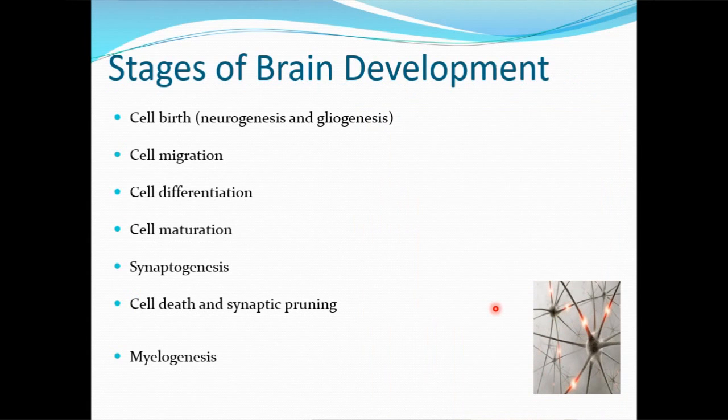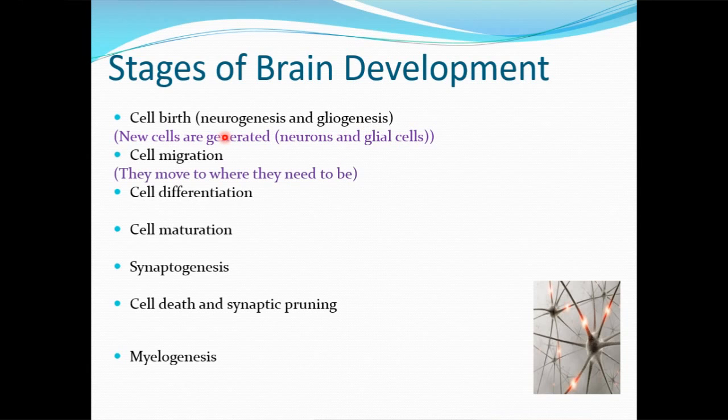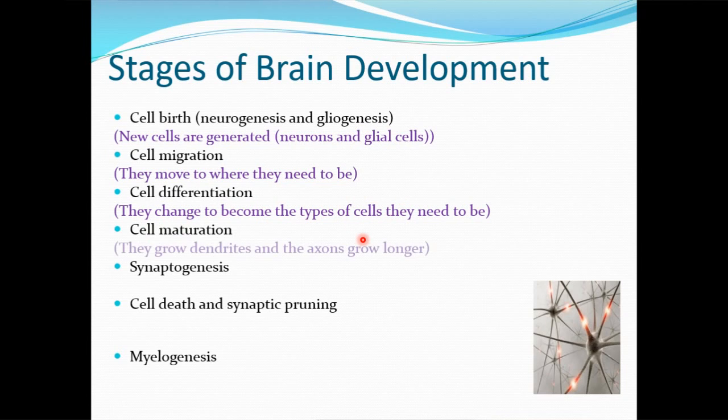Now, there are different stages of brain development. You have cell birth, neurogenesis and gliogenesis, cell migration, cell differentiation, cell maturation, synaptogenesis, cell death and synaptic pruning, and myelinogenesis. So let's just break that down and see what that means. So cell birth, we really talk about new cells being generated, the neurons and the glial cells. Then they move to where they need to be. Okay? Once they're there, they change to become the types of cells they need to be, depending on where they are in the brain. Then they grow dendrites, and the axons grow longer.